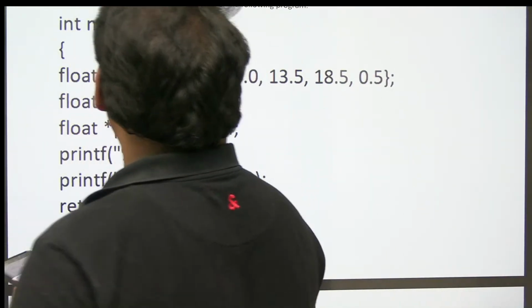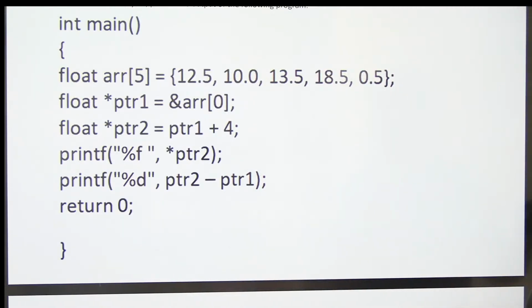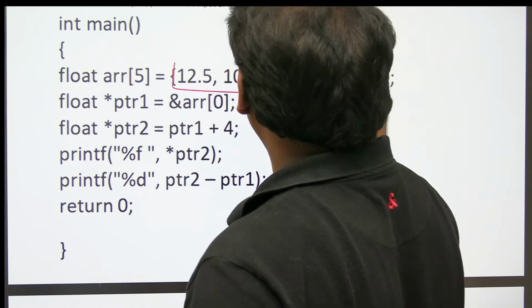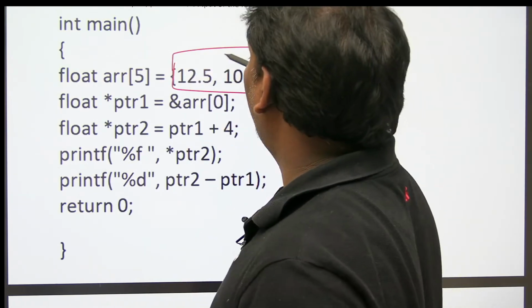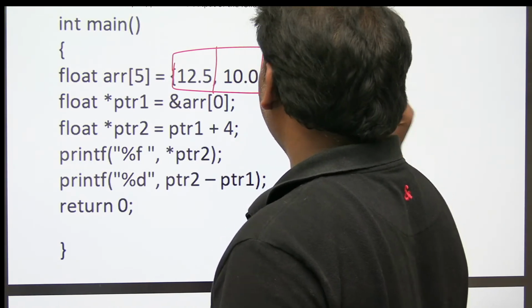Can you check what is the output of this program? I think one float array is created. Every float is, I think, 4 bytes.